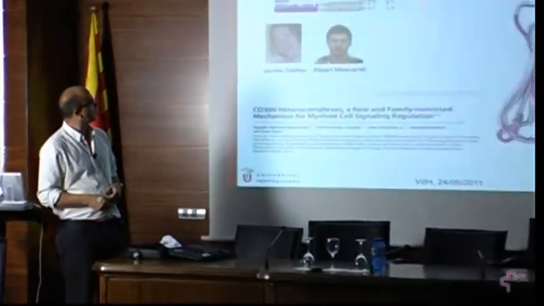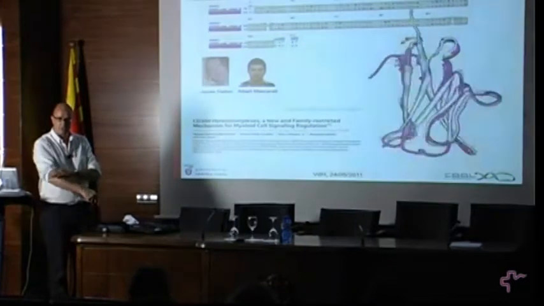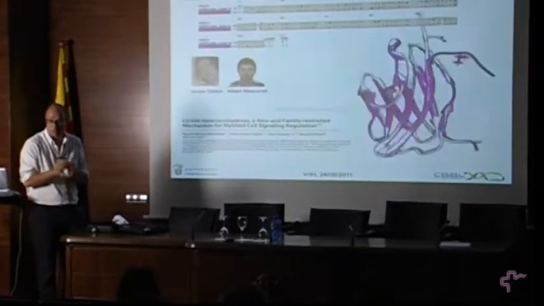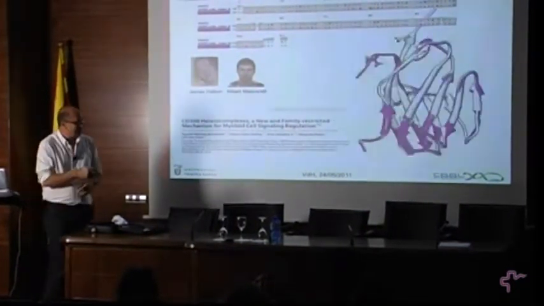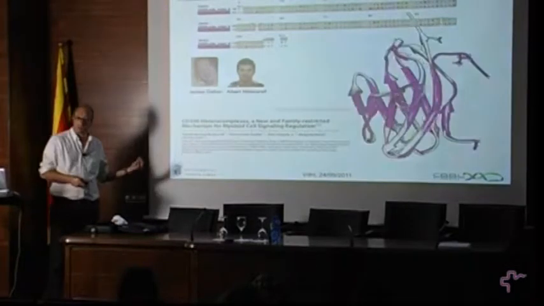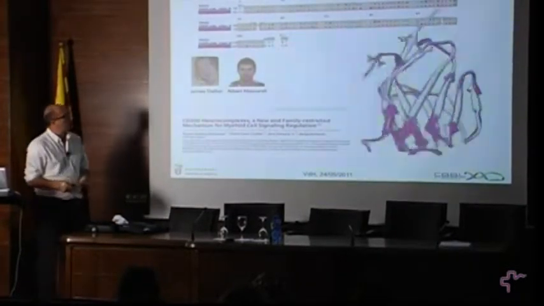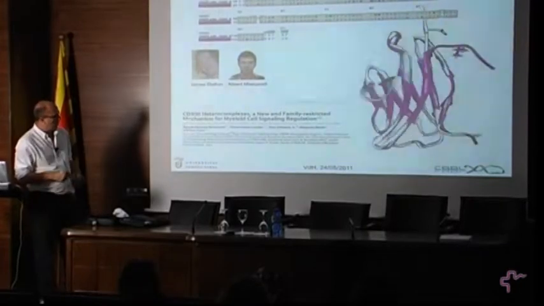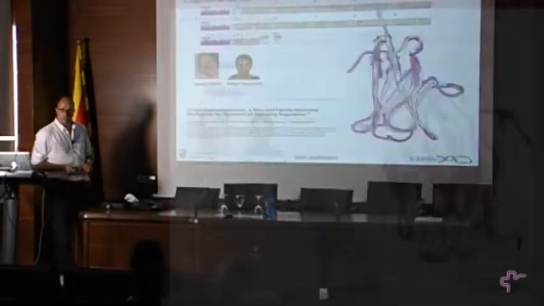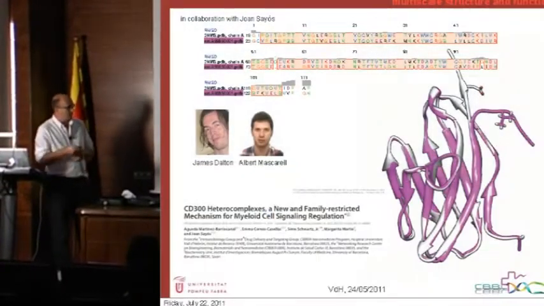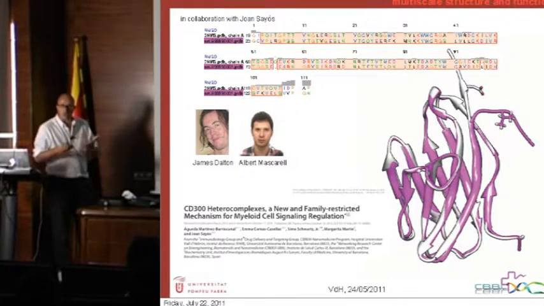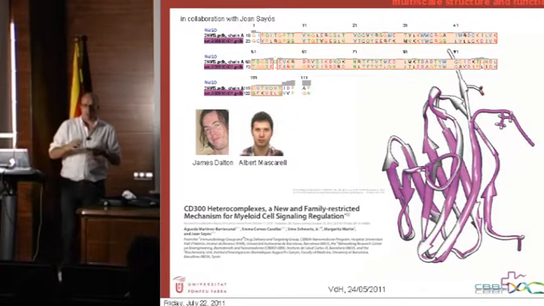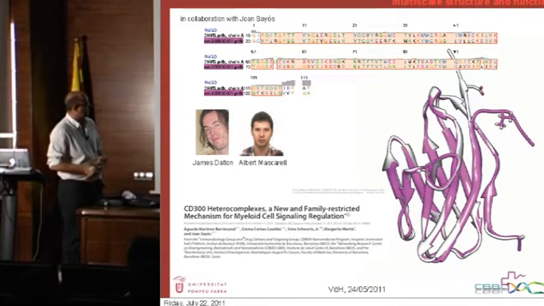This is an example of a collaboration with Joan Sayos, who is in the audience, and it's the first time that he sees this structure, so I apologize for that. But this has been done using the same protocol that I just showed here. This is the example of this receptor that he's working on, and he's interested in finding structures for all the members of the family of receptors that contain this particular sequence type.